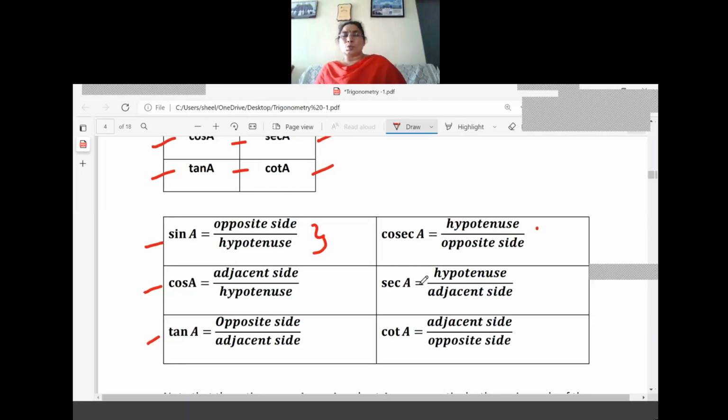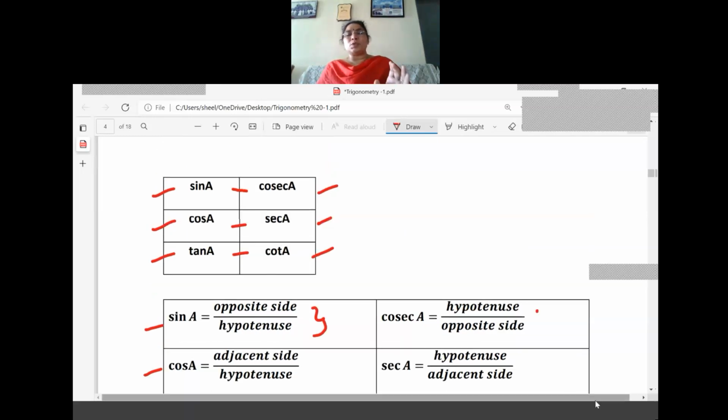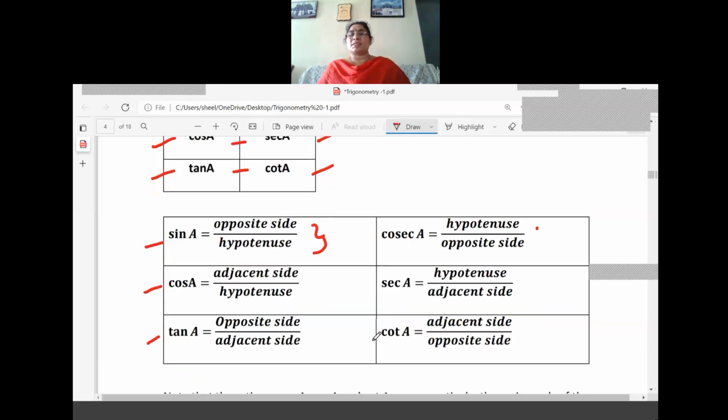So I think today you must learn these two tables first. What is the first table? Just the names of the trigonometric ratios. What is the next? With the formula. So first make clear about the names, then we go for the trigonometric ratios.